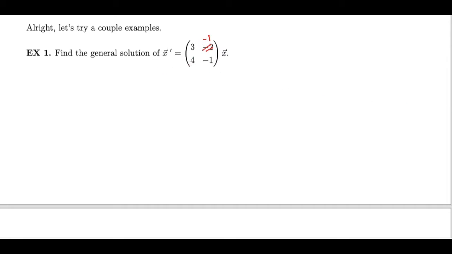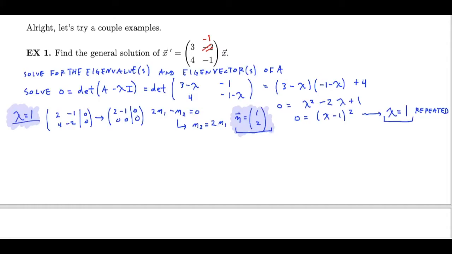So using this matrix 3, -1, 4, -1, let's go ahead and try to solve the system. I will start as usual by finding the eigenvalues and eigenvectors, but as suggested by the section that we're in, I expect that I'll get a repeated eigenvalue. Let's see if that's how this plays out.